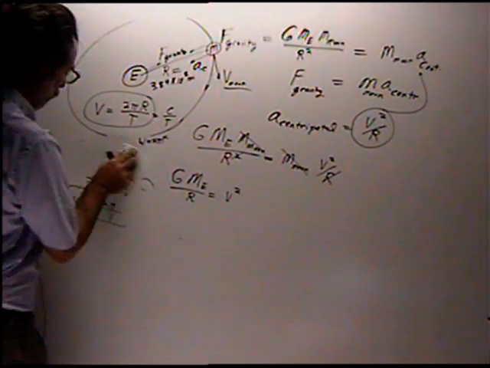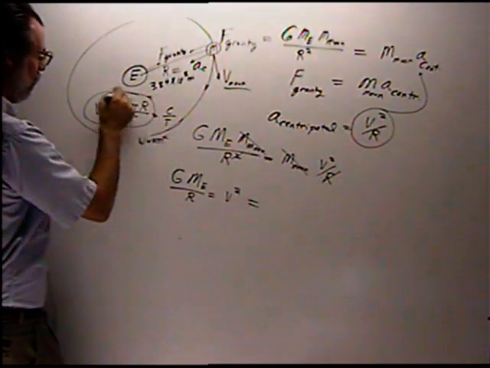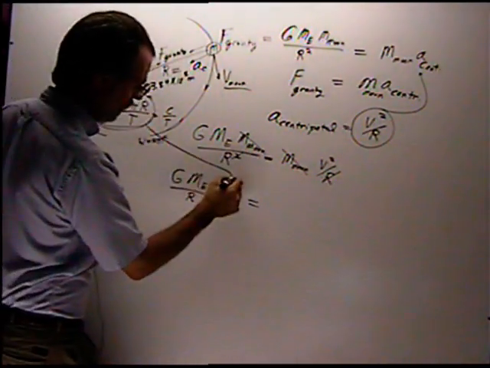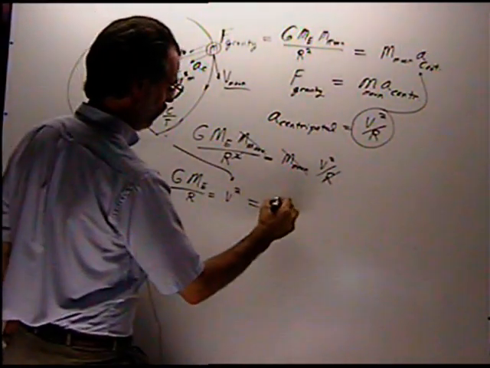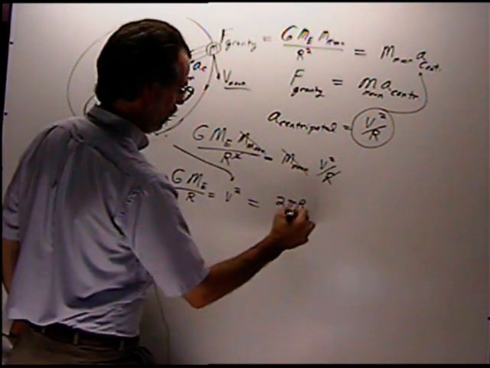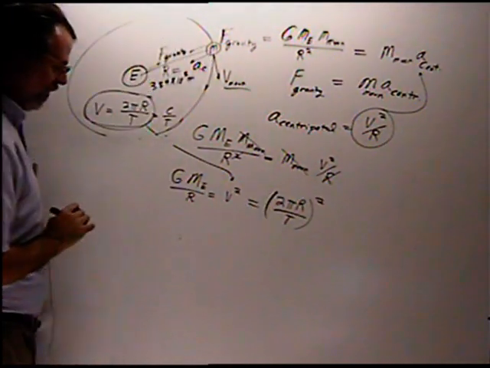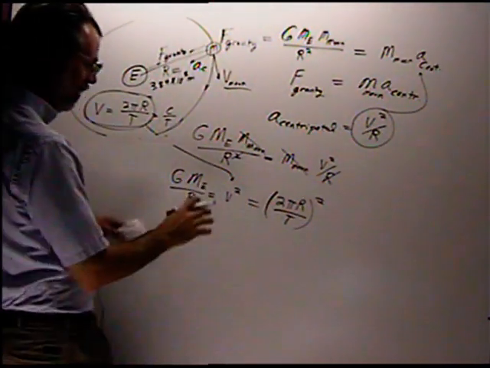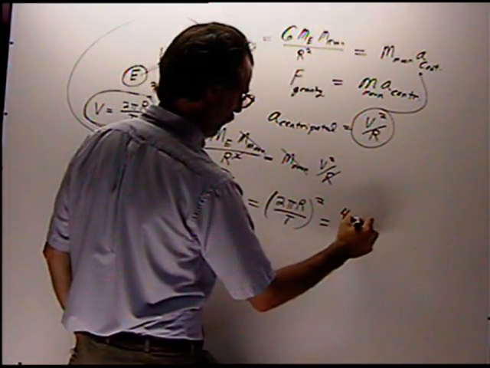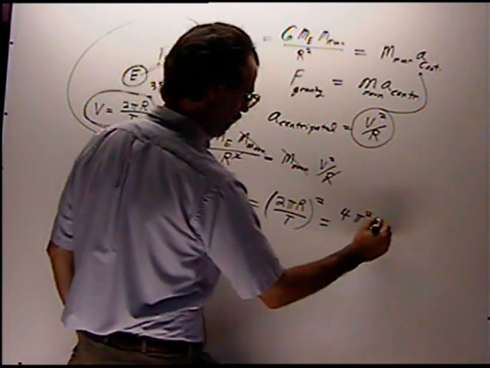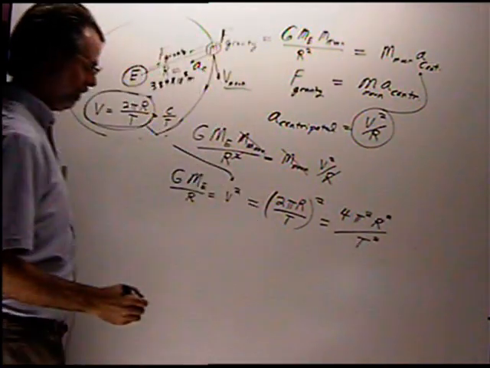Okay, well, so what we're going to do is substitute this equation right into here. So what we have, v is 2 pi times r all divided by T, and we have to square this. Okay? So now we're going to square it, and we get 4 pi squared r squared divided by T squared.